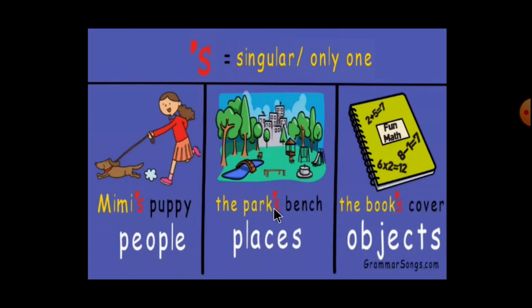Then the park's bench. Here park is also singular, and we have to put apostrophe and S to make it the possessive form. And for the object, it is the book's cover. Here also book is a singular form, and we have to put the sign of apostrophe and S to make it the possessive form. So these are the examples for singular use, the singular relation of the apostrophe and S.